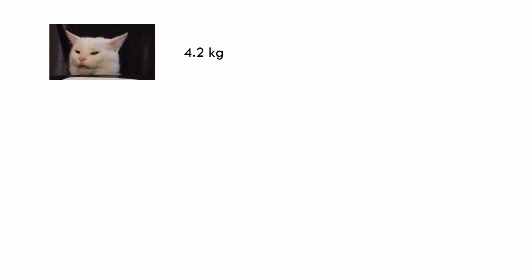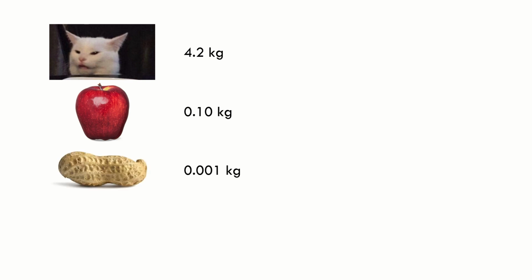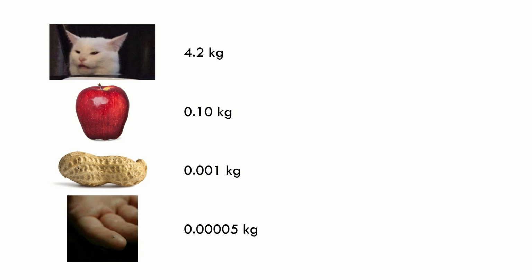Maiba naman tayo. Pansinin natin yung mga bigat ng mga bagay-bagay na nakita natin sa pang-araw-araw na buhay. Halimbawa, pusa. Mga pusa, nasa 4.2 kg ang timbang yan. Ang isang apple, nasa 0.1 kg. Ang isang mani, peanut, 0.001 kg. At ang isang butil na buhangin, a grain of sand, has a weight of 0.00005 kg. Napakaraming decimal places, ano?